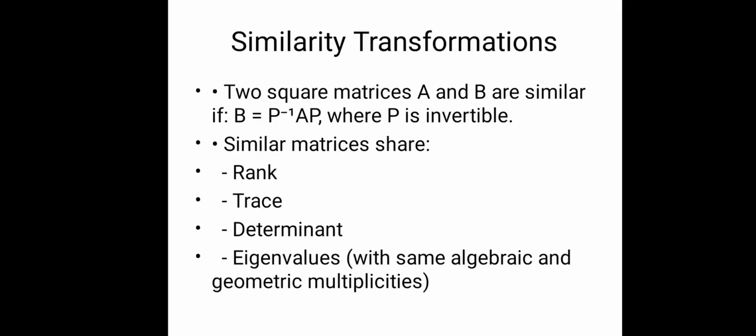Next is the similarity transformations. Two square matrices A and B are similar if B equals P raised to negative 1, AP, where P is invertible. Similar matrices are essentially the same matrix represented in different bases. As a result, they share many important properties such as rank, trace, determinant, and eigenvalues with the same multiplicities.